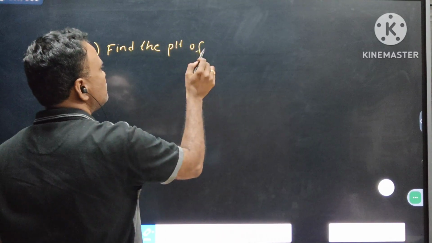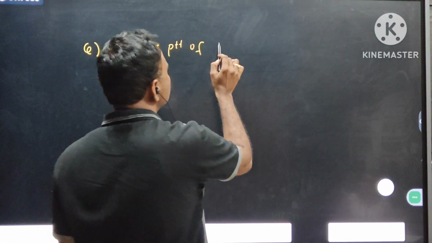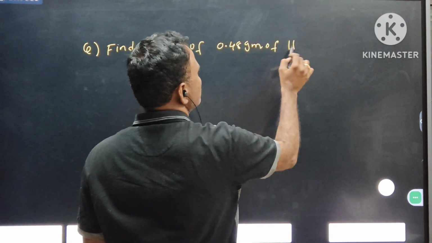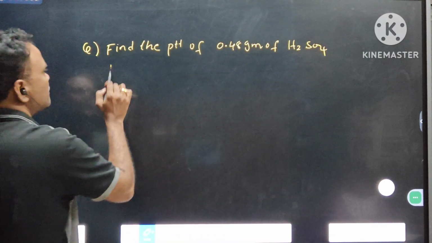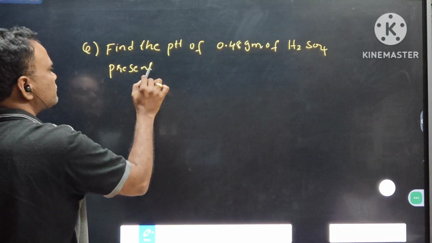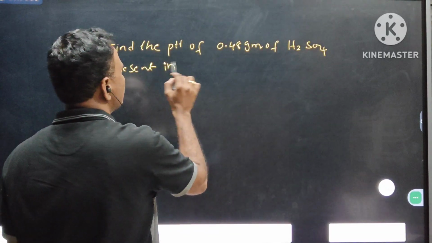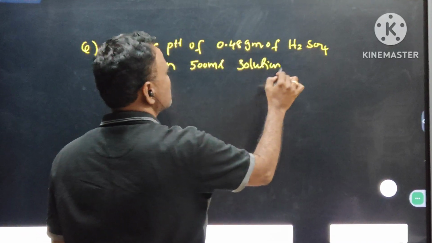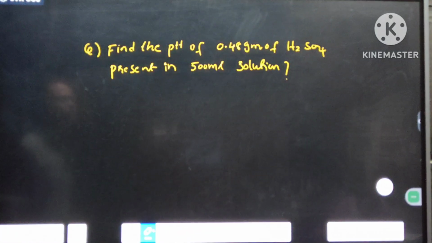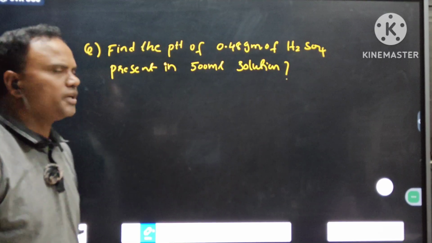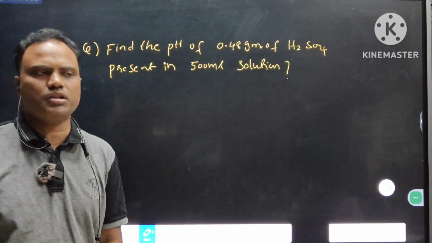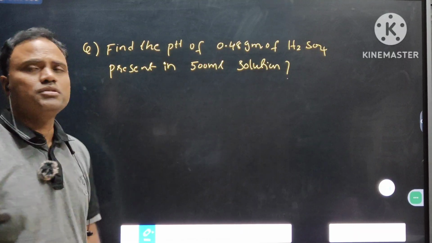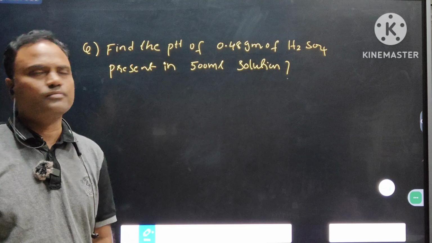Find the pH of 0.48 grams of H2SO4 present in 500 ml solution. Find the pH of 0.48 grams of sulfuric acid present in 500 ml solution. This is also based on the stoichiometry only. Find the normality and consider it as the H plus ion concentration.